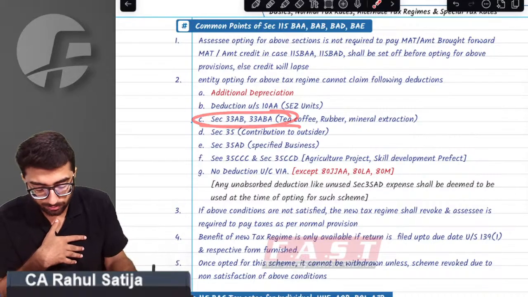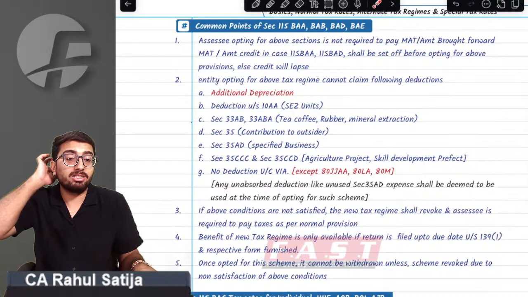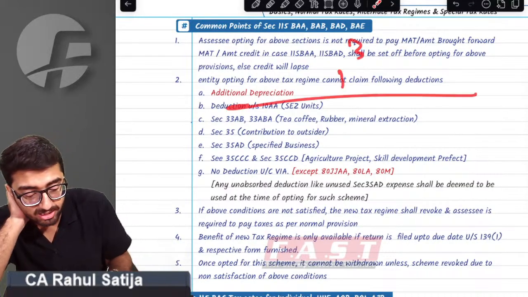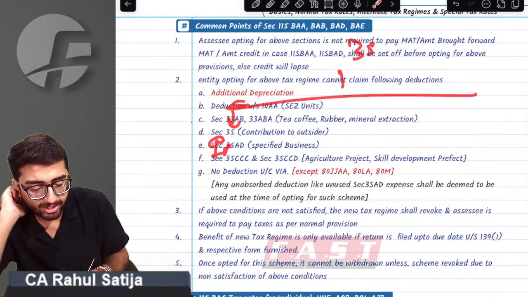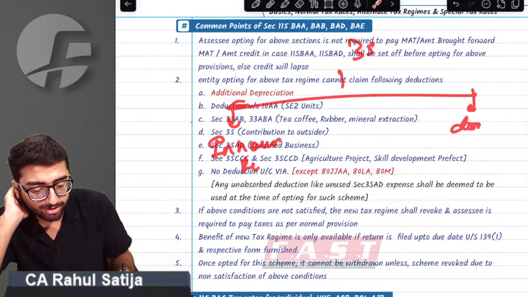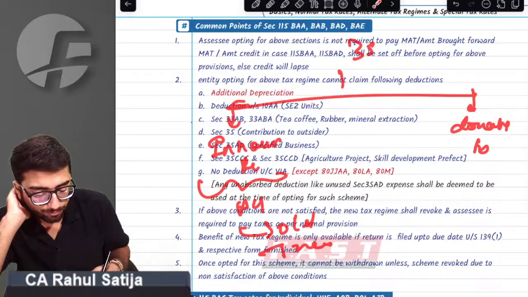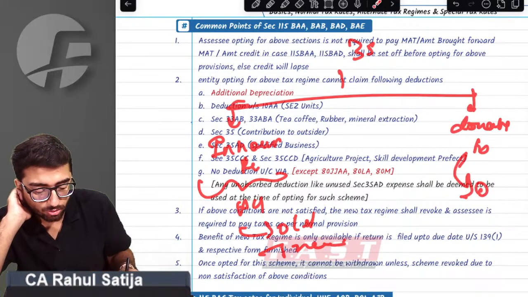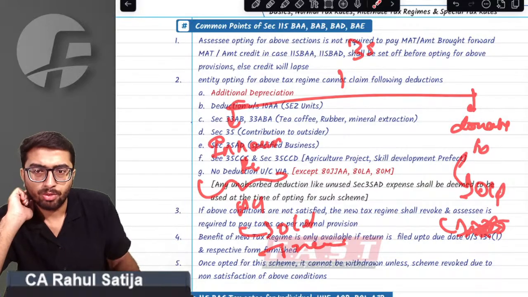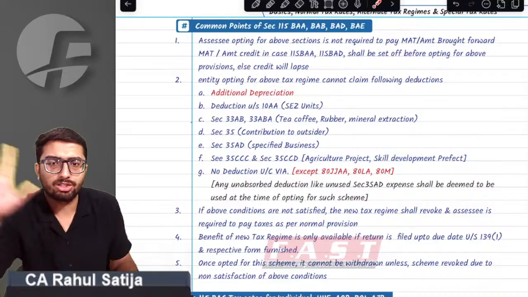Sir, you will not be allowed Section 35 contribution to an outsider. Sir, if you remember, under Section 35, we studied two points: if we are into in-house research, and if we are into donation to an outsider. So this section is allowed in both regimes, sir, old regime and new regime. But sir, donation to an outsider is only allowed in old. It is not allowed in new. If you want to do any donation to an outsider, then deduction will not be allowed.